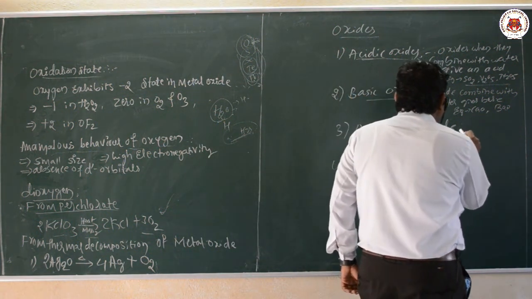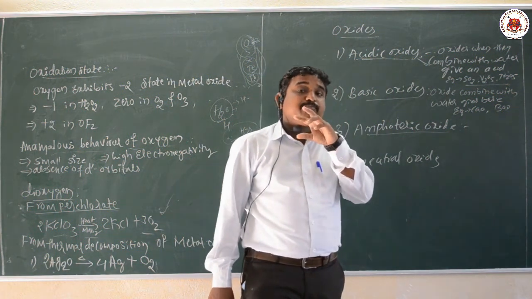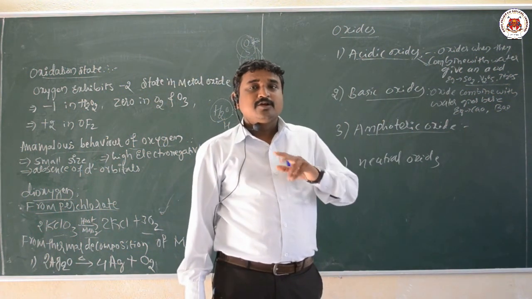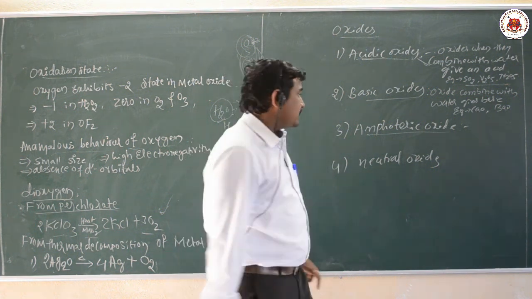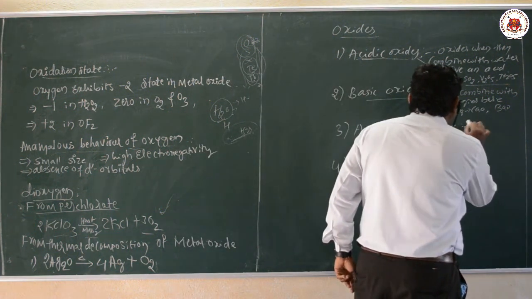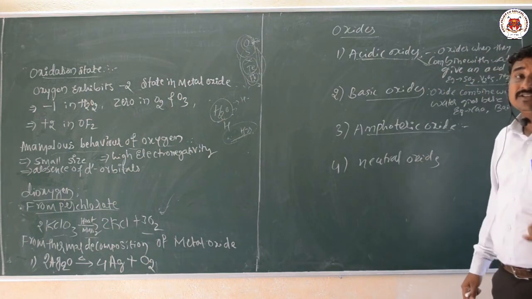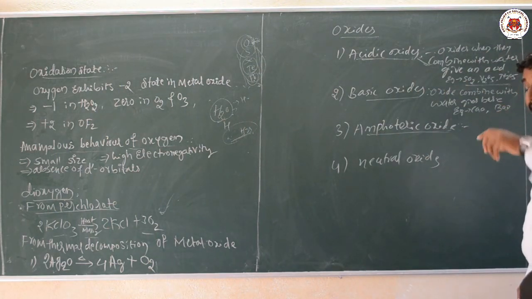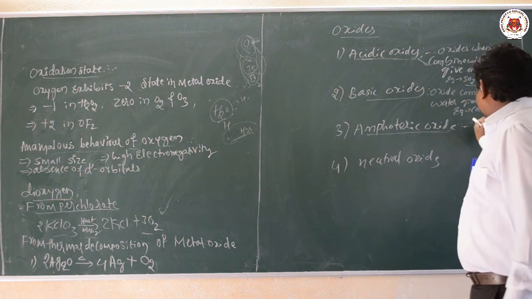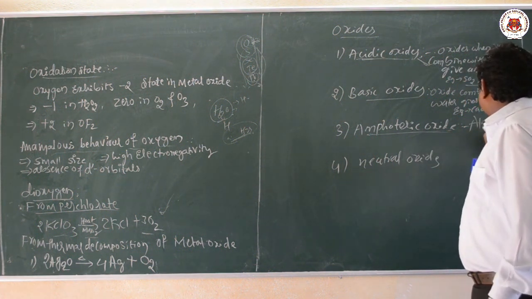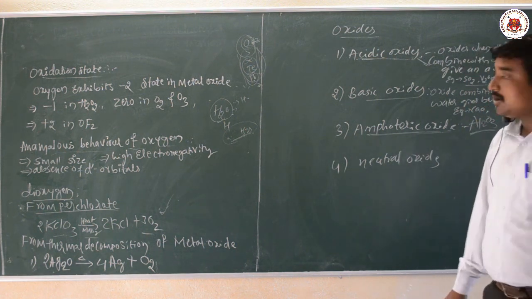Next, amphoteric oxide. Amphoteric oxides are the oxides which show both characters, acidic and basic. Such types of oxides are called amphoteric oxides. They show acidic oxide character as well as basic oxide character. An example is aluminum oxide, Al2O3. This is an example for the amphoteric oxide.